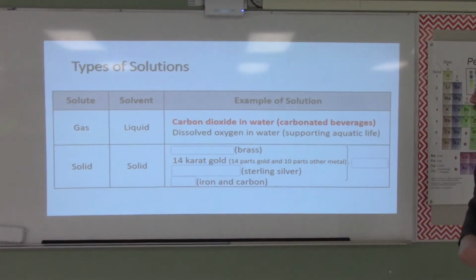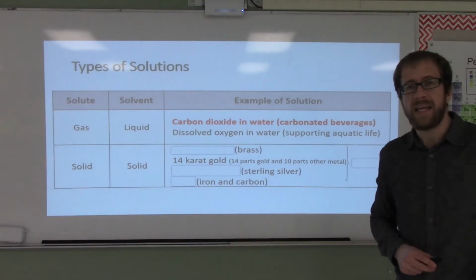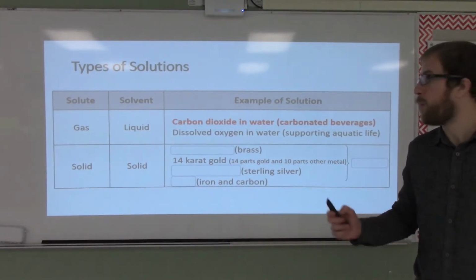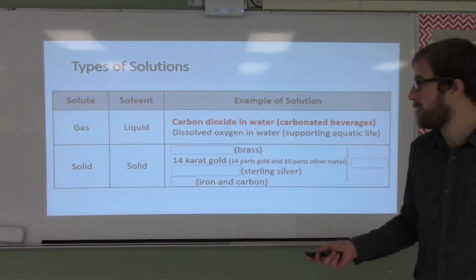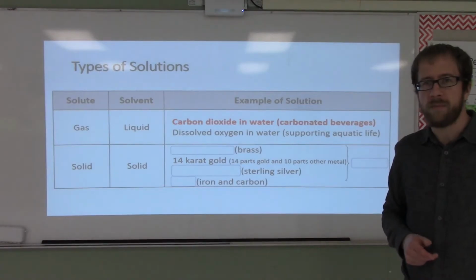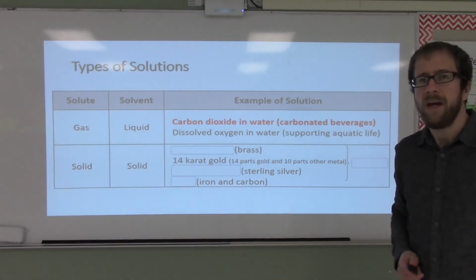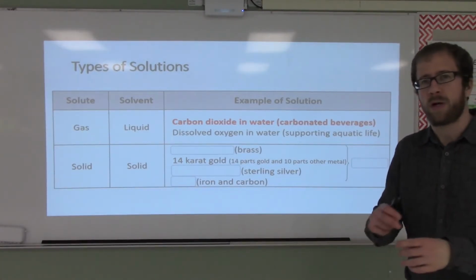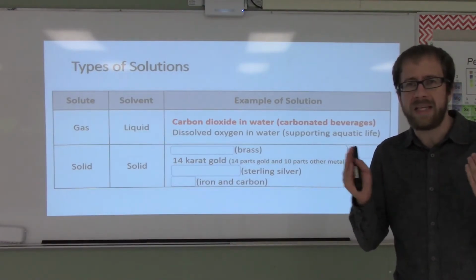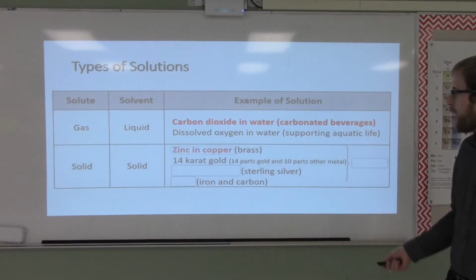Now, solid in solid may be one you're slightly less familiar with, but a lot of our modern world is shaped by it. For example, brass. You may have done this in grade 9, making the golden pennies, where you effectively put a coat of zinc on your penny, then you heat it up, and the copper and the zinc combine to make brass.